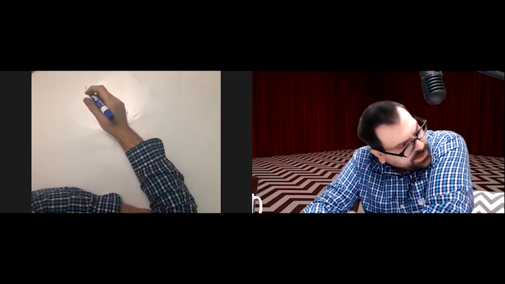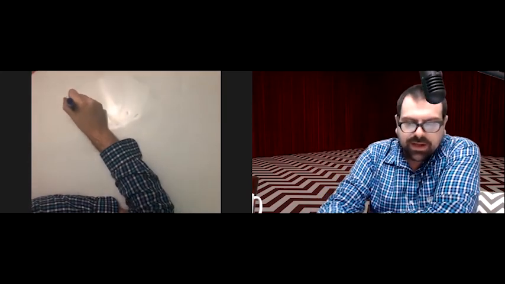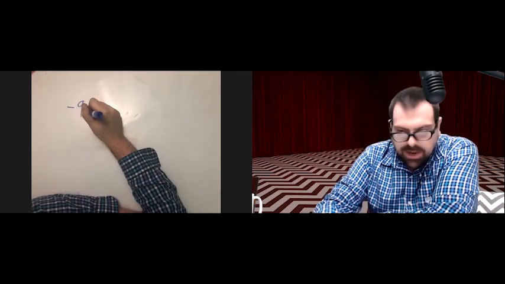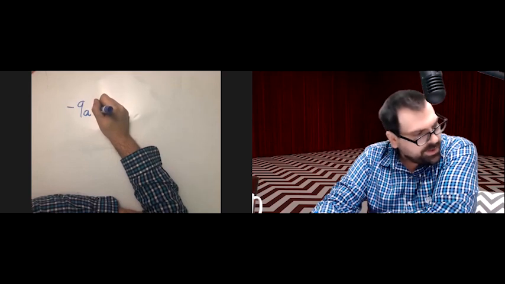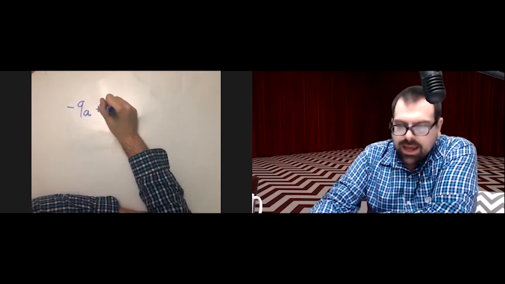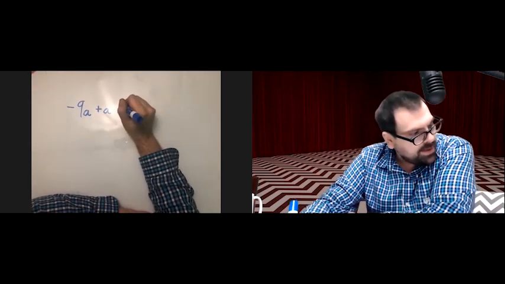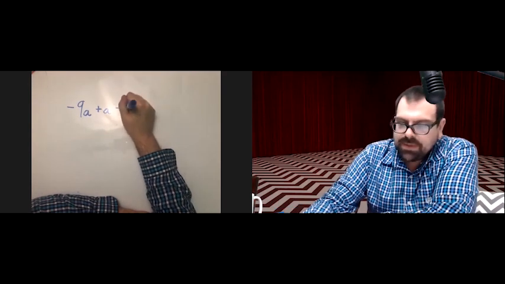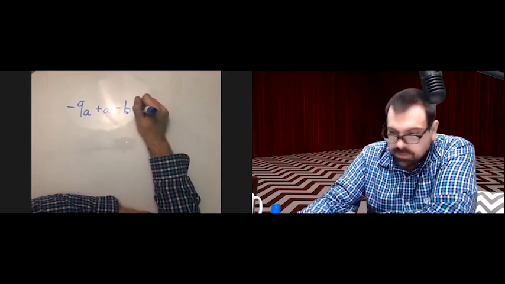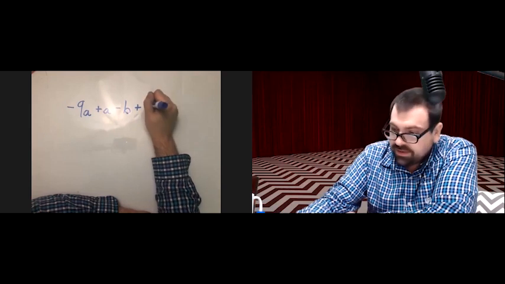Let's start with something like this. We're just going to simplify by combining like terms. Negative 9a plus a minus b plus 5a.